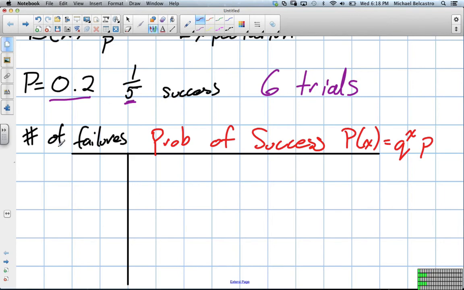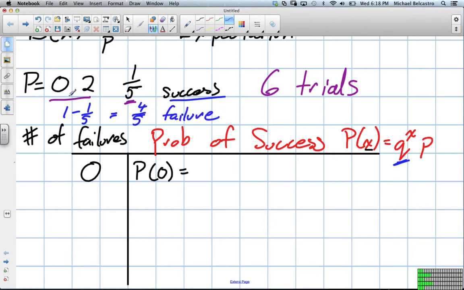Let's say you are successful on your first try. In other words, there are 0 failures, so our X value is 0. We should calculate Q, the probability of failure. If success is 1 in 5, we take 1, representing 100%, and subtract 1 in 5. That gives us 4 out of 5, or 0.8 as a decimal. That's our failure rate.